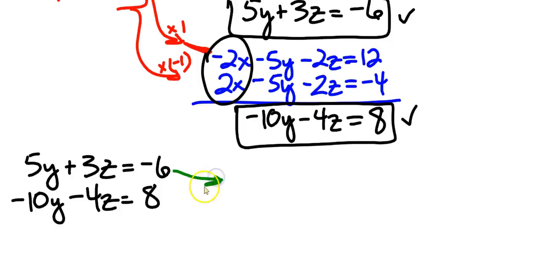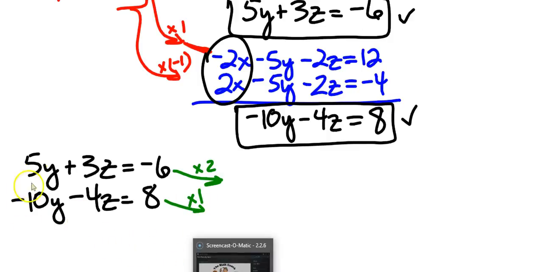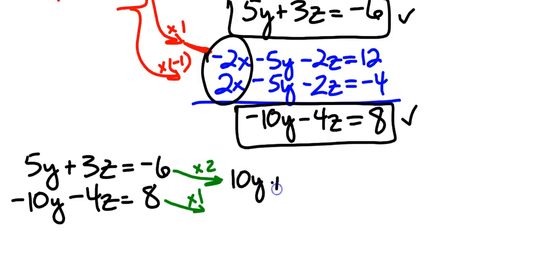So I'm going to take this first equation and I'm going to multiply it by 2, and I'm going to multiply this one by 1. That's going to keep this as negative 10 on the bottom, and it's going to make this 5y turn to positive 10y. So when we have that situation, the y's are going to obviously cancel out real quickly for us. So we have multiplied by 2, we get 10y plus 3z.